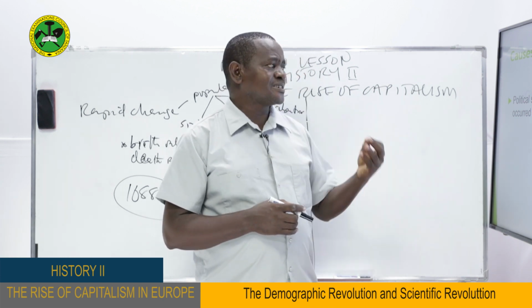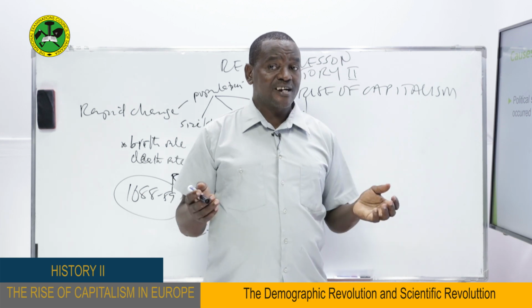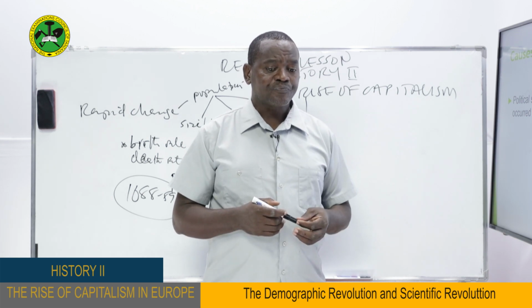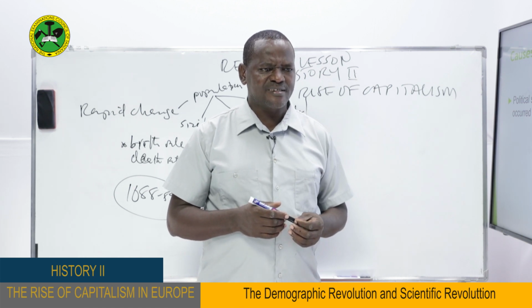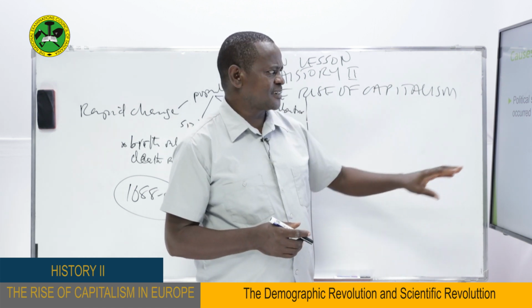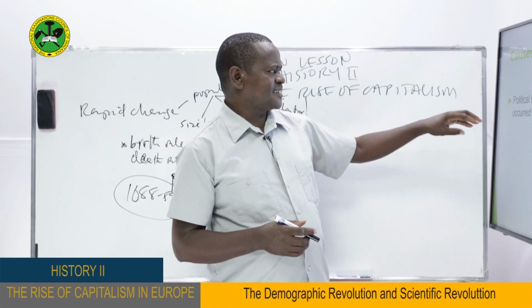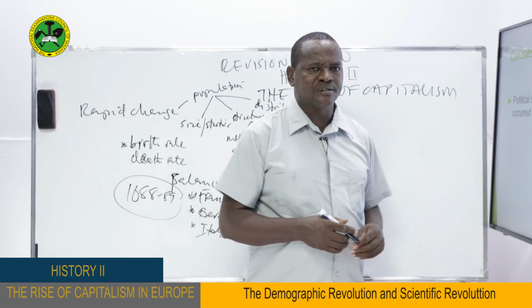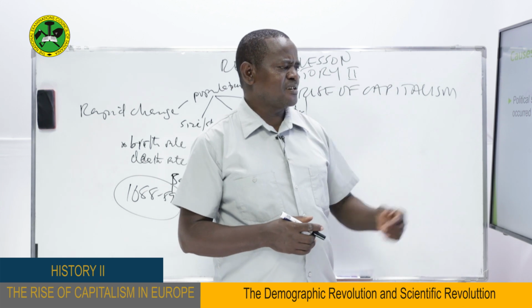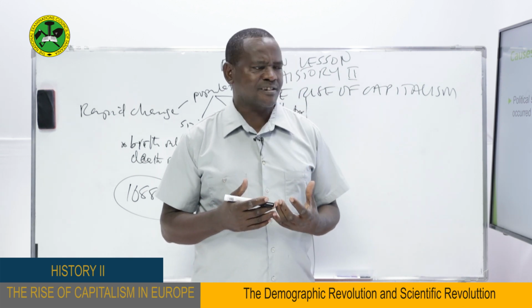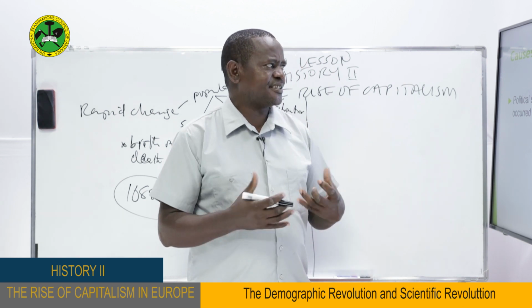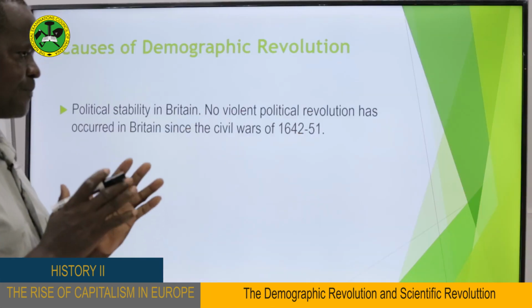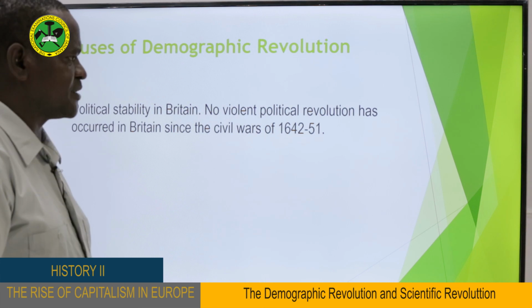Also, because of political instability in those countries, people cannot concentrate on investment and so on. So, my dear students, as you can see, as long as Britain was enjoying a long period of political stability, people in Britain were able to concentrate on production, and that, of course, contributed to the increase of population. So, this is another very important point, my dear students.